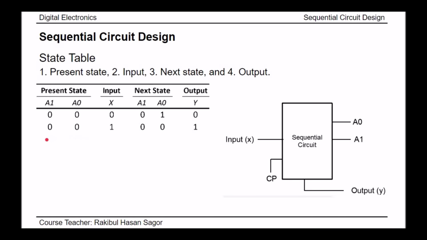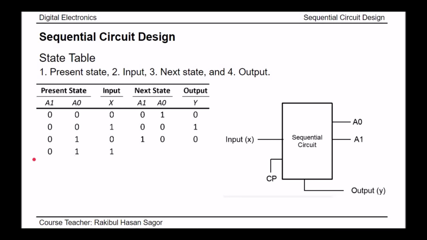Next, if the present state is 0 1 and the input is 0, the circuit will be running. We are giving input equal to 0 and the present state is 0 1. What will be the next state? We are designing an up counter. The next state will be 1 0. So if we have input 0, it will keep counting. The next state will be 1 0 and the output will be 0.